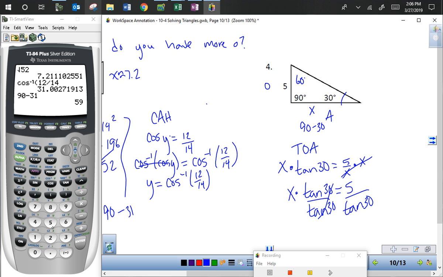So 5 divided by tangent 30. It's about 8.7.